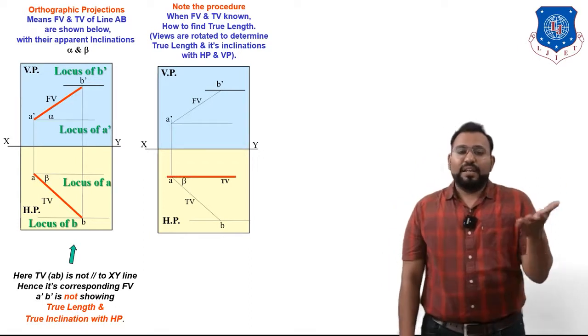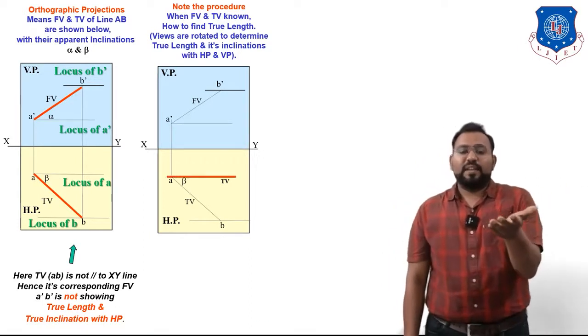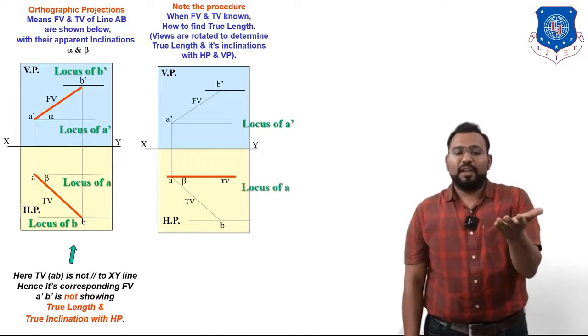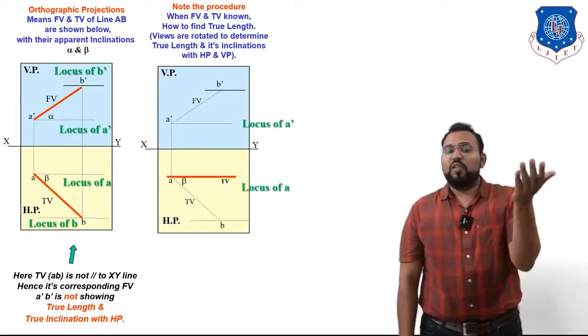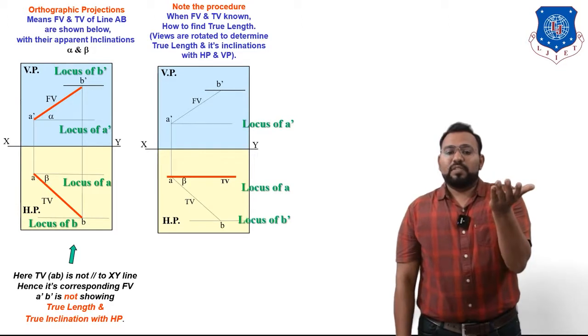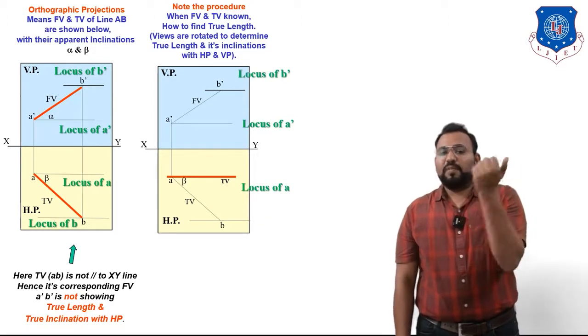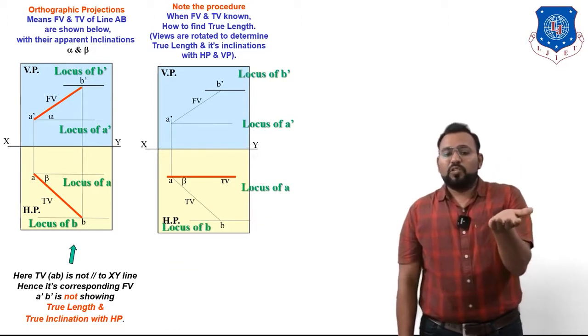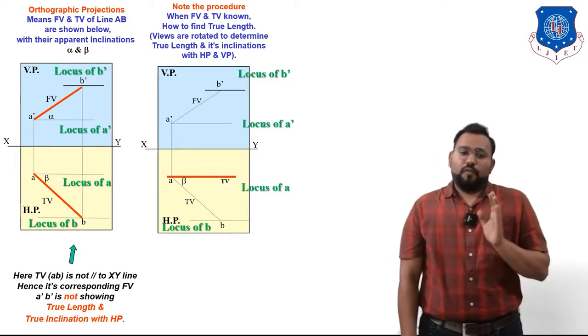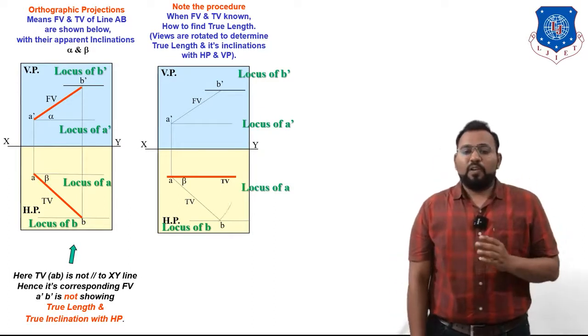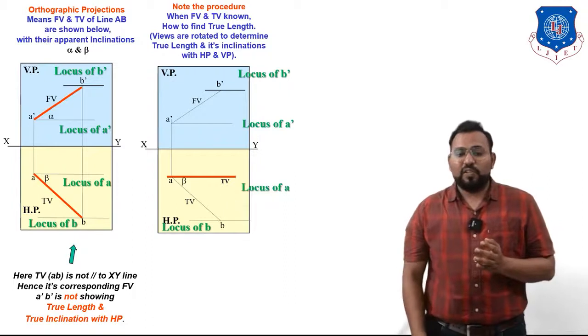First, let us draw a horizontal line from point A, and that is known as locus of A. Same way, locus of A dash, which is a horizontal line from A dash. Also this is locus of B dash, which is a horizontal line from B dash, and locus of B, which is a horizontal line from point B. Now what are we going to do to find the true length? Let us see on your screen.